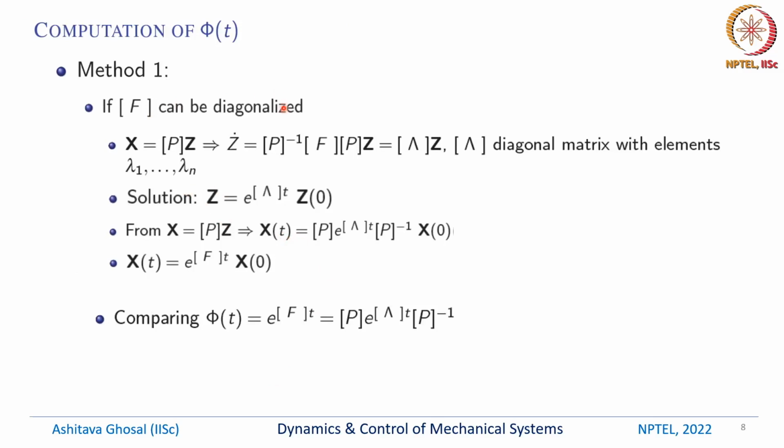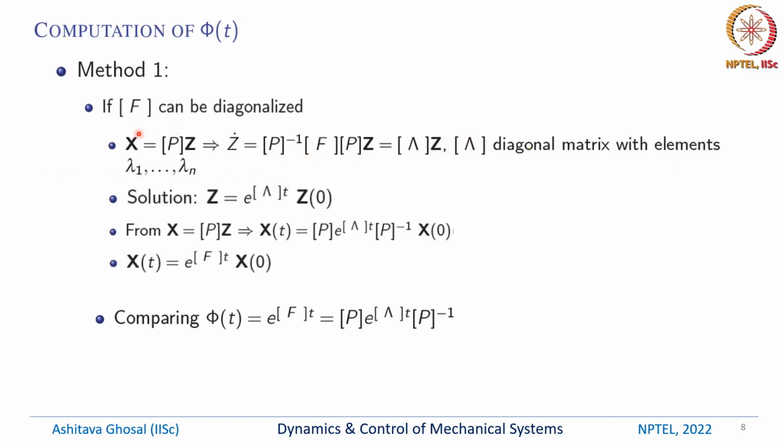So if F can be diagonalized, what do we mean by F can be diagonalized? We can convert from x to another state variable z, where x and z are related by x equals P times z. Then z dot is nothing but P inverse F P z, and as I said, P inverse F P is diagonal. So then we can write this as a diagonal matrix lambda into z. What does this lambda contain? It is the diagonal matrix with elements lambda 1 through lambda n.